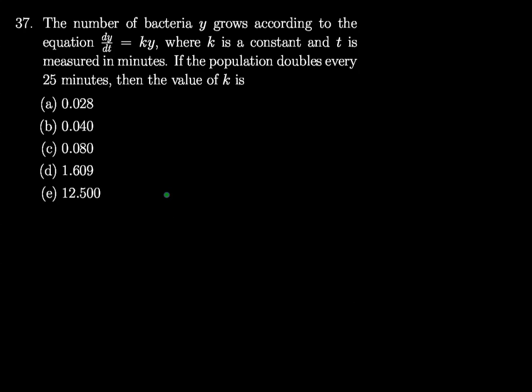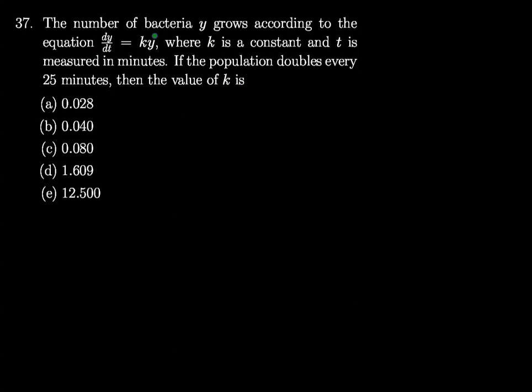37. The number of bacteria y grows according to the equation dy/dt equals ky, where k is a constant, and t is measured in minutes. If the population doubles every 25 minutes, then the value of k is what? Okay, so we have this little differential equation. We have some information. We don't actually have enough to get the particular solution, but we don't need that. We have enough information to figure out what k has to be.